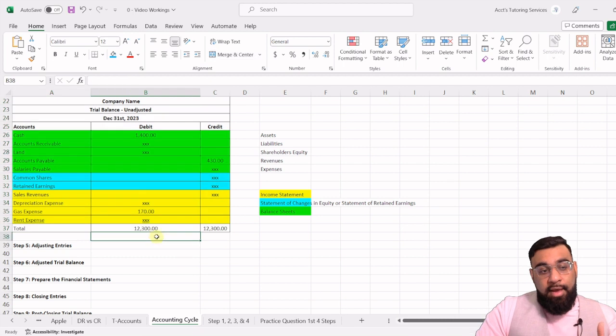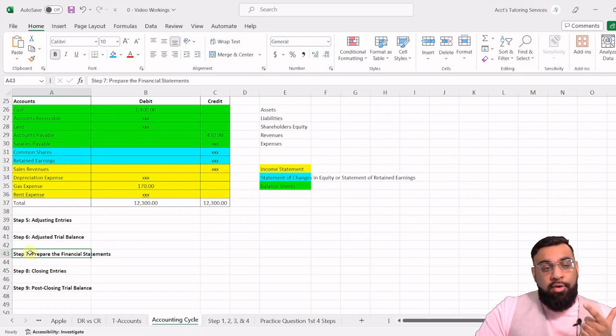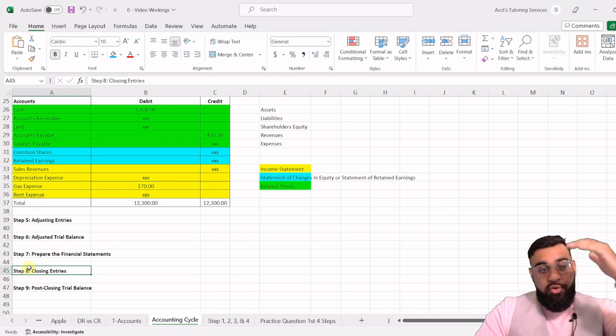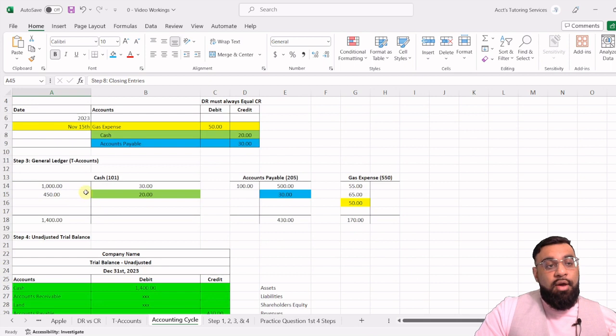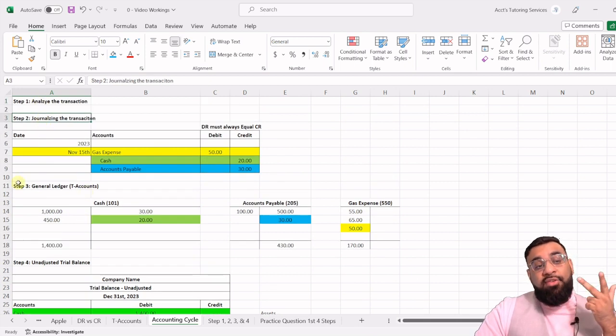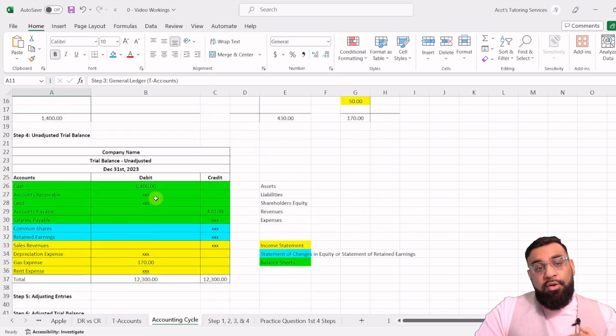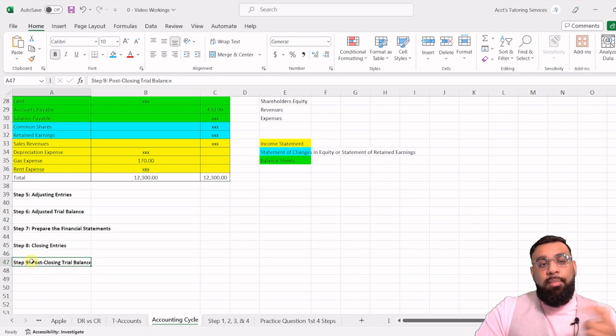That's it. Then, based off the adjusted trial balance, we're going to prepare the 4 financial statements. Once again, income statement, statement of changes in equity or retained earnings, the balance sheet, and a statement of cash flows. Then step number 8 is the closing entries. Once again, for closing entries, we're going to have a list of transactions. We're going to once again analyze those transactions, journalize those transactions, and update the same T accounts. Once we're done that with the closing entries, then we're going to prepare the post-closing trial balance.